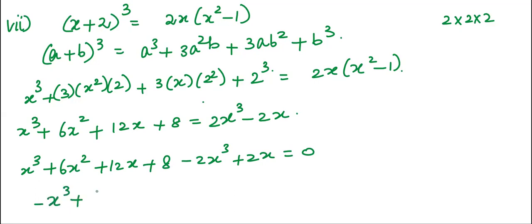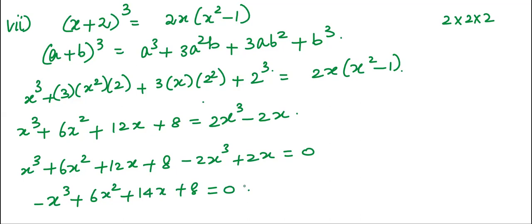Then x square will have just one term, so 6x square. What about x term? So 12x and plus 2x, that will become 14x. Then plus 8 is equal to 0. No, I don't think we can simplify this further.